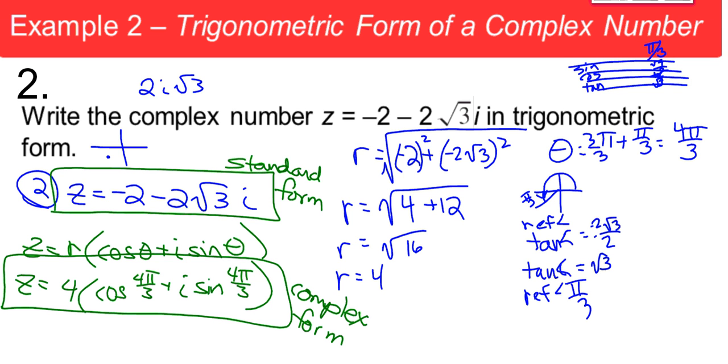So if I had the complex form, could I get the standard form? Do you think you could? Well, you're just going to find what the cosine of that is, find what the sine of that is, and distribute the r. Does that make sense? But r is not always going to be a whole number.